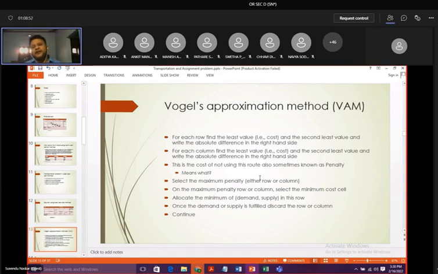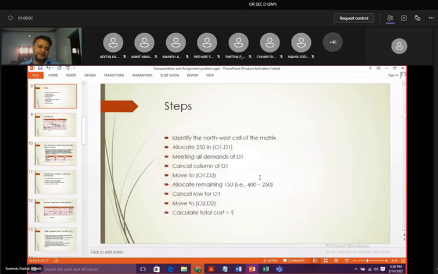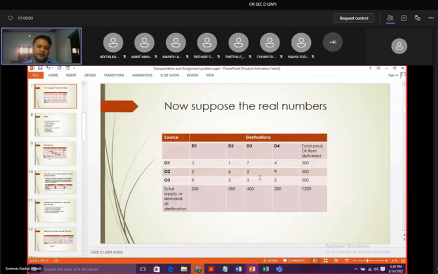For each row, find the least value, that is the cost, and the second least value, and write that absolute difference on the right hand side. That's again the operational approach. Let me know if you are not able to follow the slides because I'm moving here and there, so there may be latency in the internet.